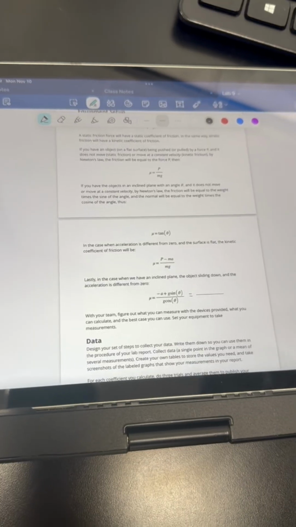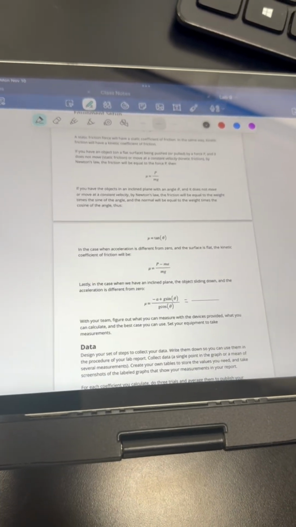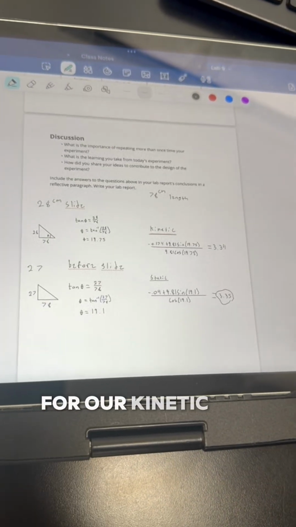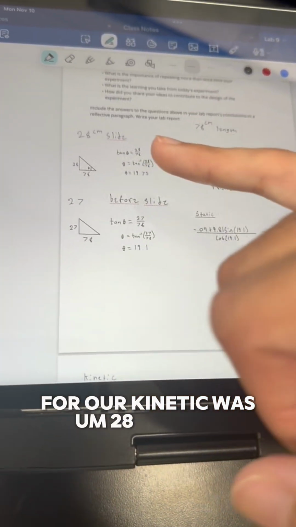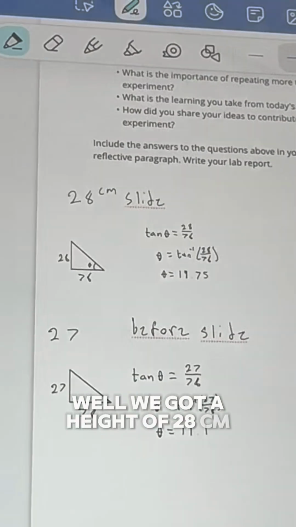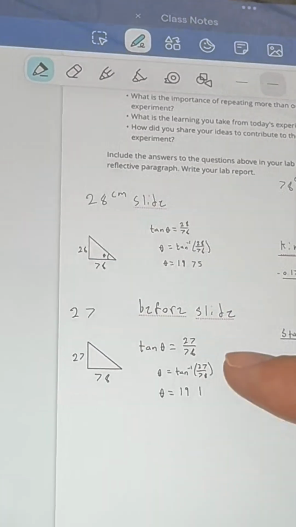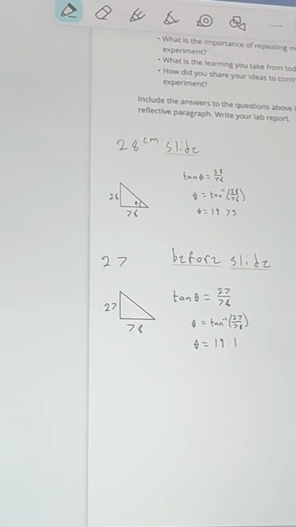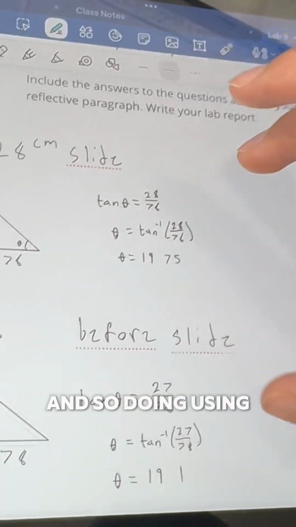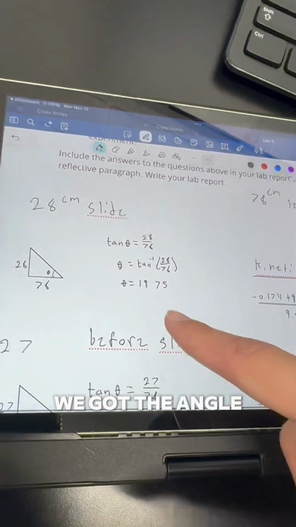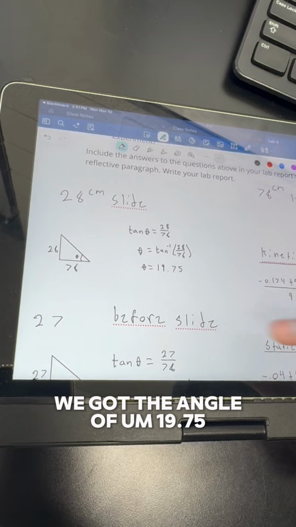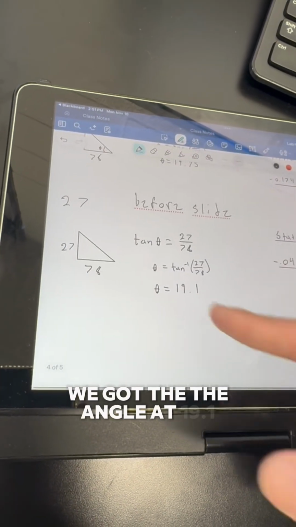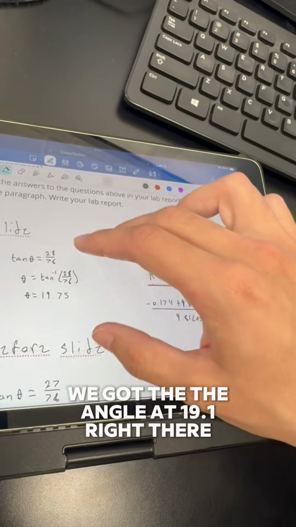And so we can get our angle. For our kinetic, we got a height of 28 centimeters, and before it started sliding, as you can see here, we got a height of 27, so very similar. And so using the equation right here, we got the angle of 19.75, and then right before it slides, we got the angle at 19.1 right there.